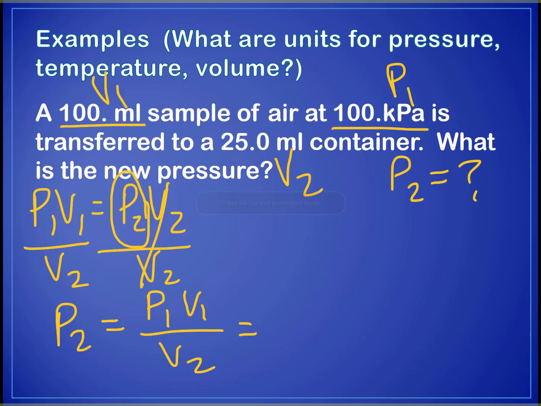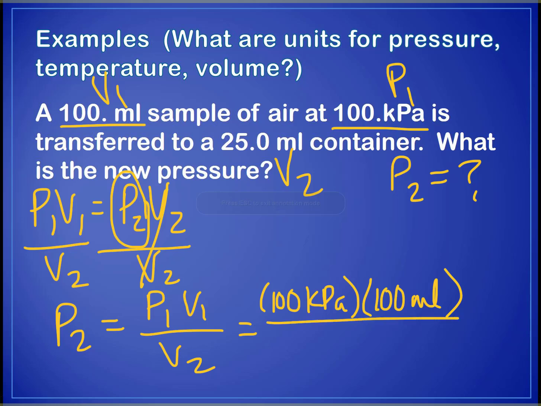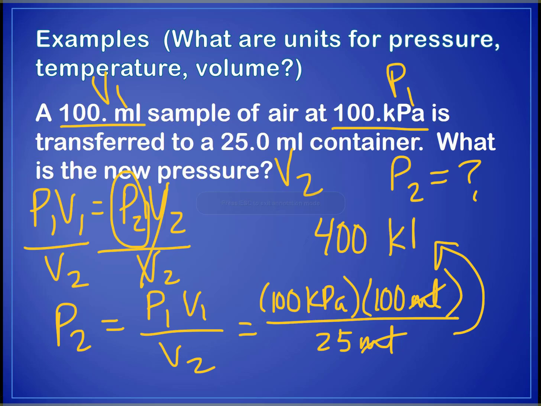And I'm going to go ahead and substitute those numbers in. So P1, we have 100 kilopascals, and V1, we have 100 milliliters. And that's divided by our V2, our 25 milliliters. So notice that my volume units are the same. So they will cancel out, and I'll be left with a pressure unit. And so my answer ends up being 400 kPa.